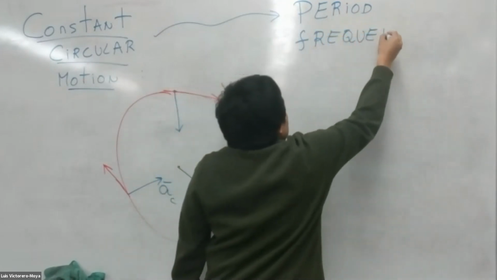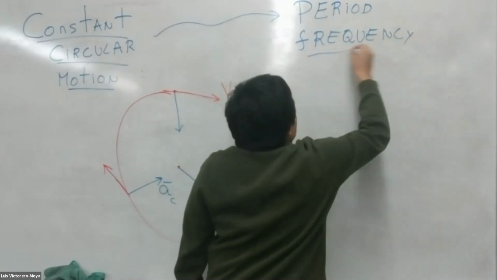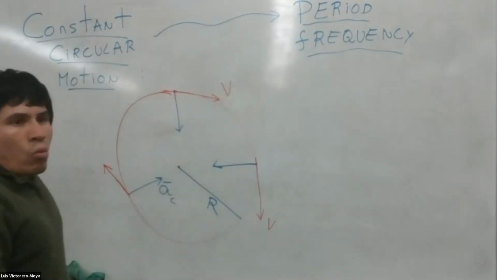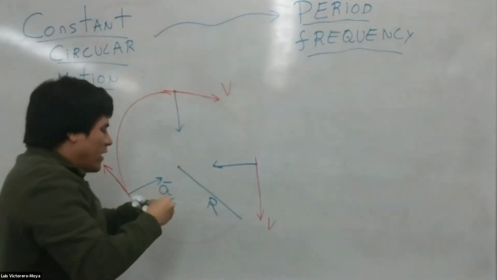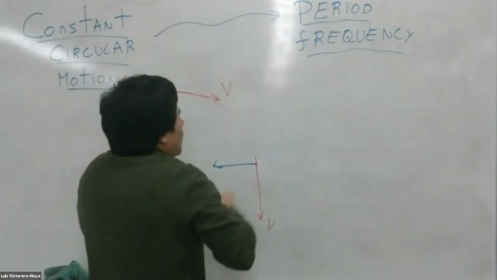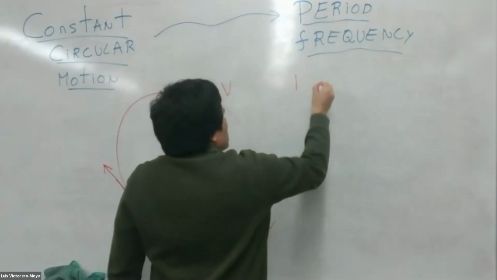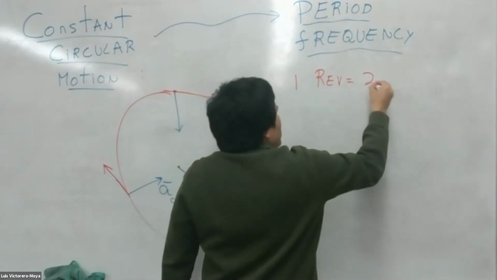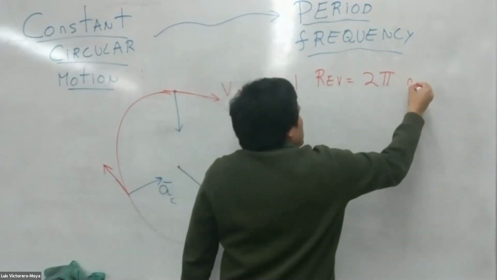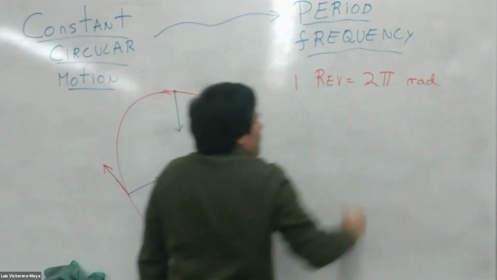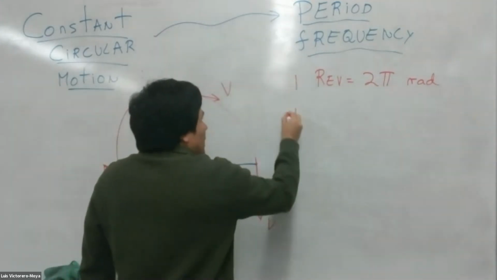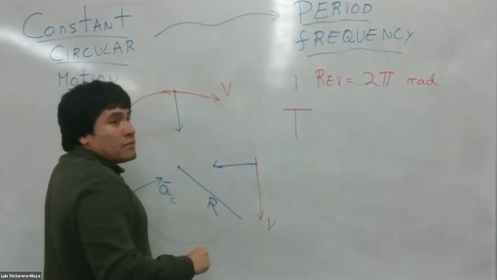The period is the time the particle takes to go one revolution. What is one revolution? One revolution is equal to 2 pi radians, strict. So this is the label for period, capital T.